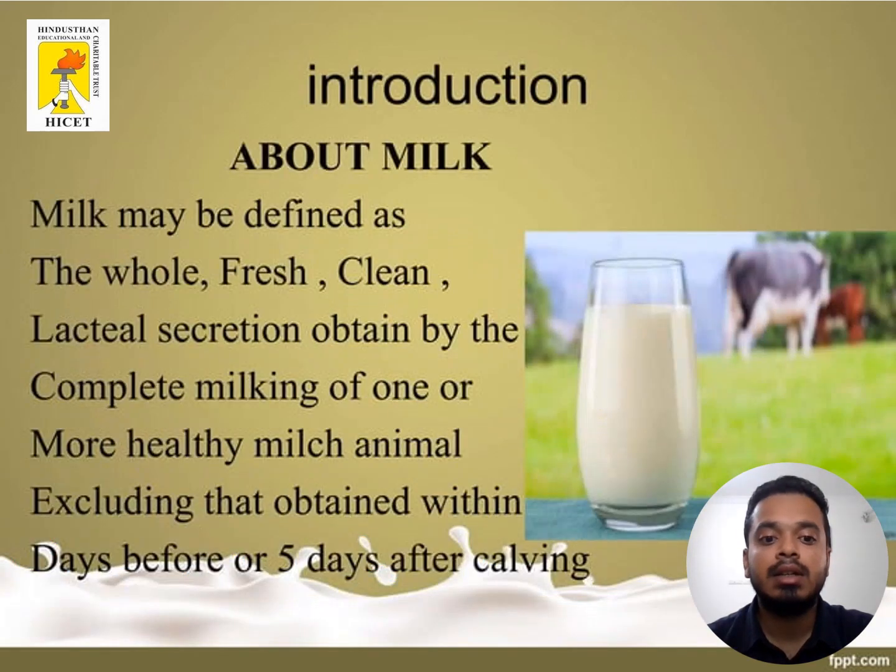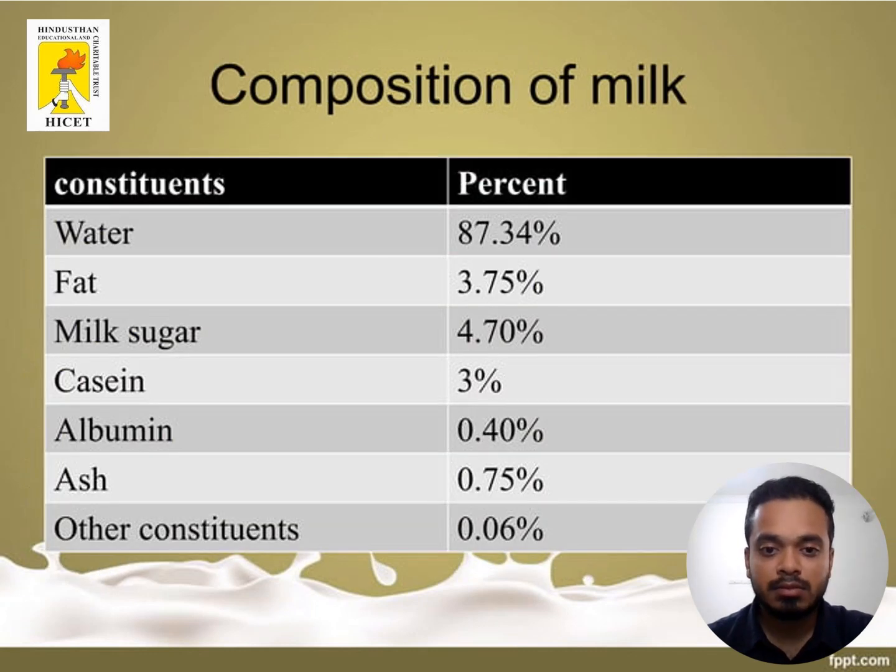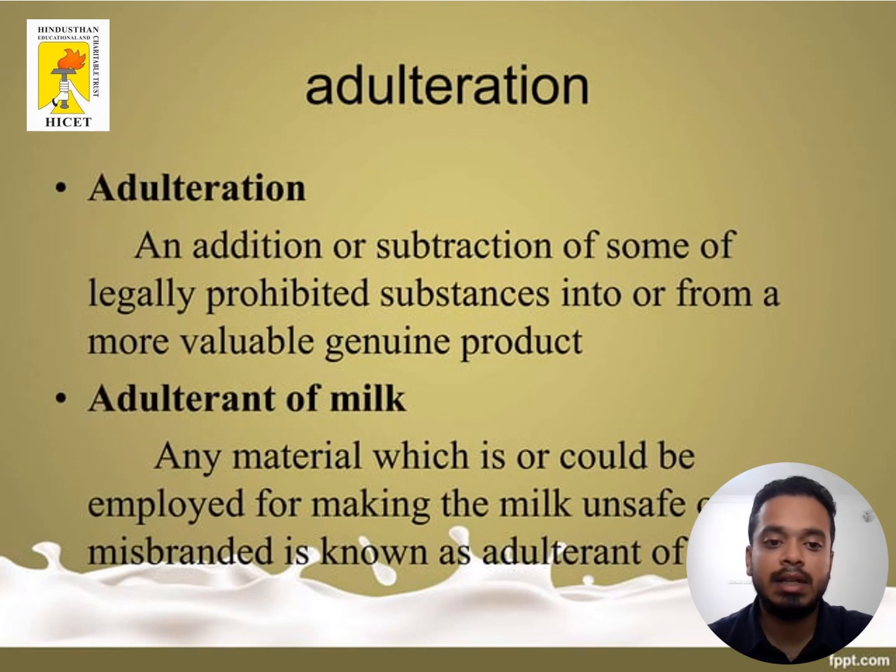Okay, about milk. Milk may be defined as the whole fresh clean lacteal secretion obtained by the complete milking of one or more healthy animals, excluding that obtained within days before or 5 days after calving, that is the birth of a calf. The composition of milk contains water 87 percent, fat 3 percent, then milk sugar, casein, albumin, ash, and other constituents or minerals.